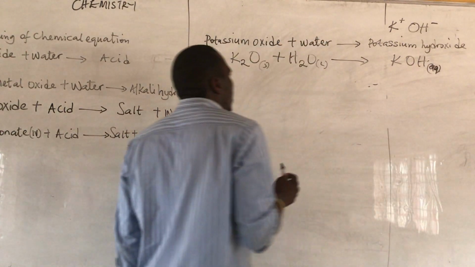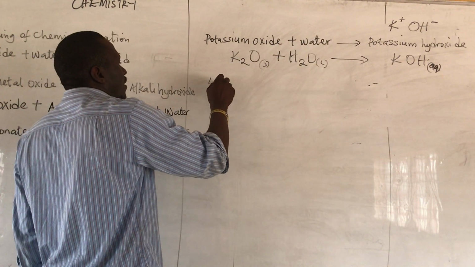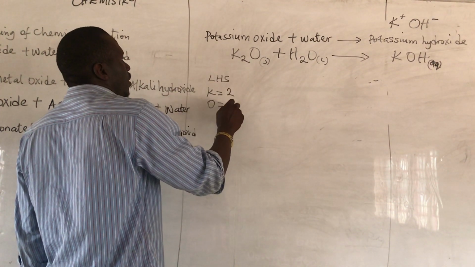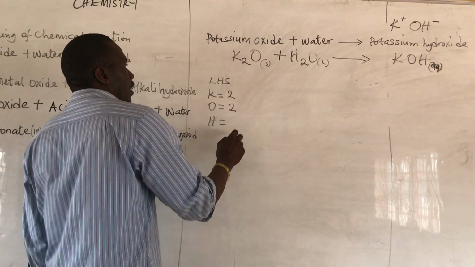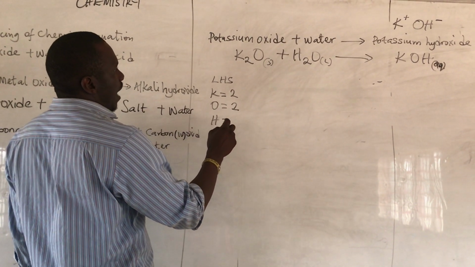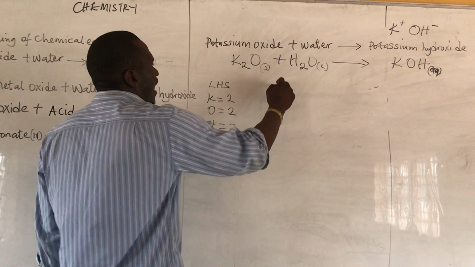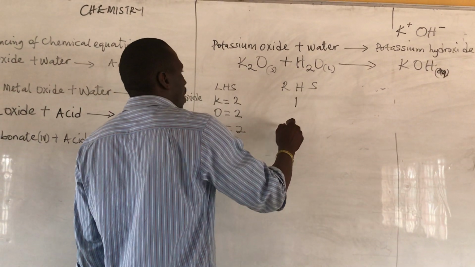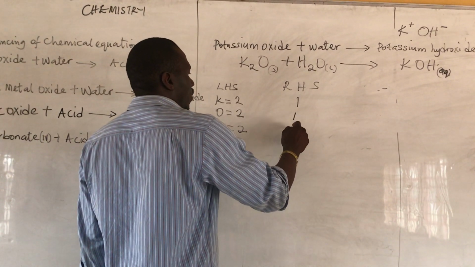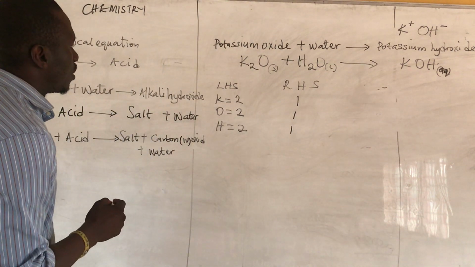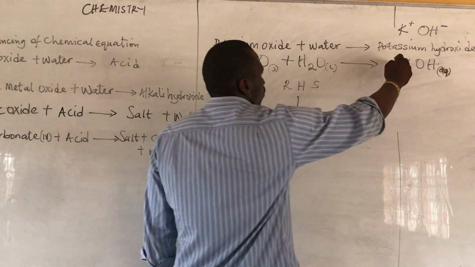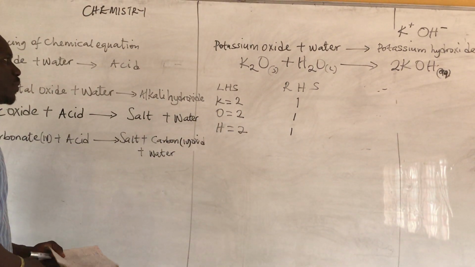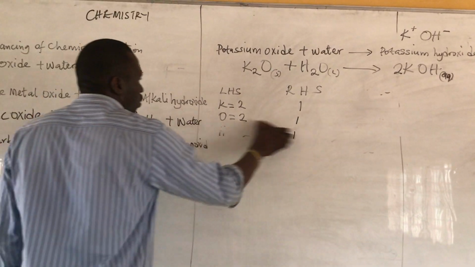Atom count. On the left hand side, we have potassium 2, oxygen 2, hydrogen, how many hydrogen do we have? 2. On the right hand side, potassium 1, oxygen 1, hydrogen 1. How do we balance the equation? What is the common factor here? 2. So by putting 2 here, we have balanced the equation.